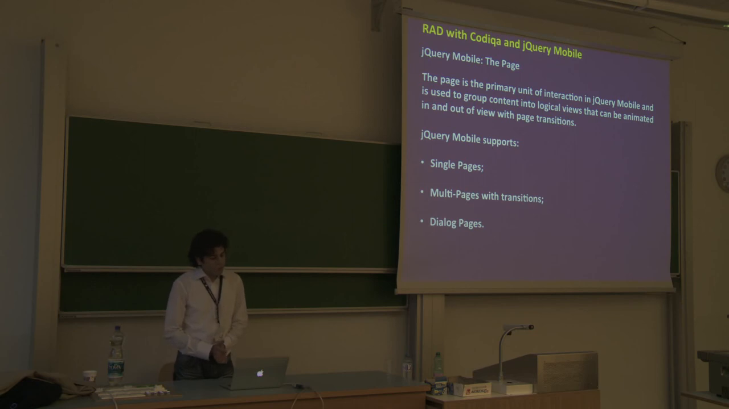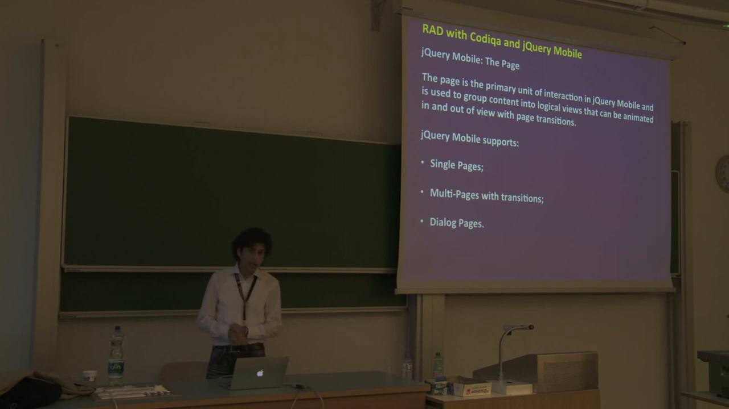When we're dealing with jQuery Mobile, there is a very important object that we have to keep in mind, which is the page. This is the primary unit of interaction in jQuery Mobile, and it's very important that we understand this. The HTML file that we're going to create will include many different pages. Actually, it can include only one page. jQuery Mobile supports single pages, multi-pages with transitions, dialogue pages, and combinations of these.